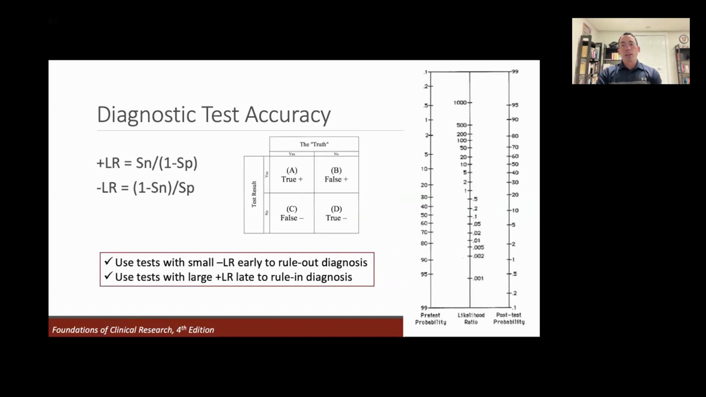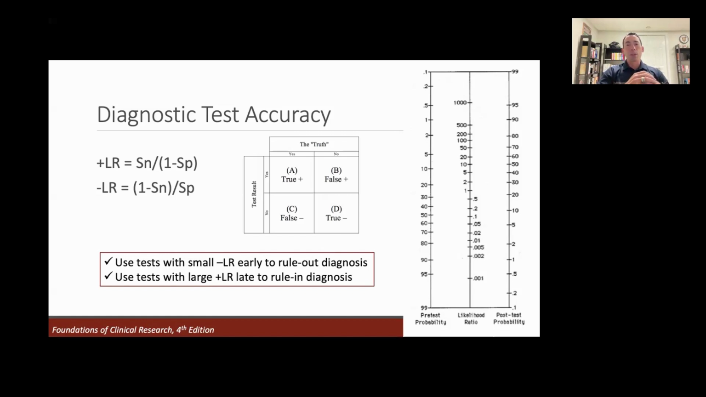So likelihood ratios tell us the probability a patient has the condition after the test is done, and they're independent of that disease prevalence. The formula for a positive likelihood ratio is sensitivity divided by 1 minus the specificity. And the formula for a negative likelihood ratio is 1 minus the sensitivity divided by the specificity. Tests with small negative likelihood ratios can be used early in the exam to rule out alternative diagnoses. And tests with large positive likelihood ratios can be used later in the exam to rule in the primary diagnosis. So let's use the example nomogram here on the right.